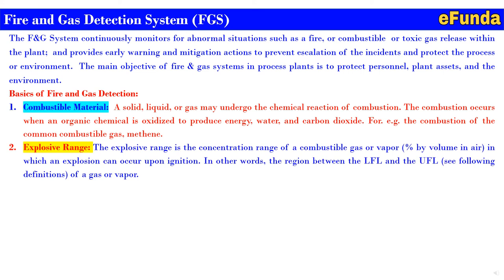Second is the explosive range. The explosive range is the concentration range of the combustible gas or a vapor by percentage volume in the air in which an explosion can occur upon the ignition. In other words, the region between LFL and UFL, where we will see the definitions below for gas and vapor. One can refer to the figure where 0 to 100% and LEL and UEL is defined, too lean to burn, oxygen combustion, too rich to burn. This is what is defined as the limit. We will see the definitions.